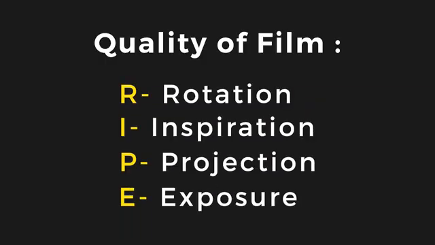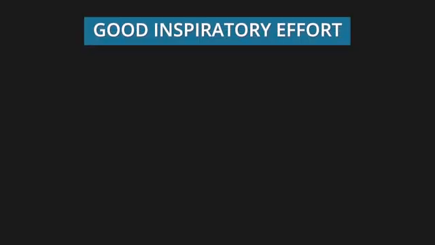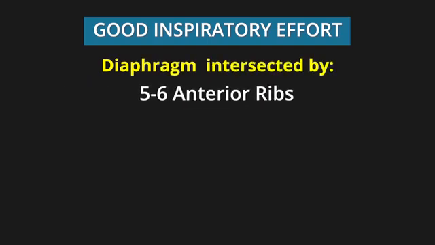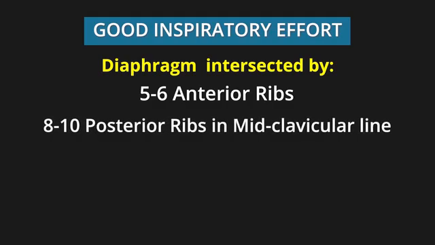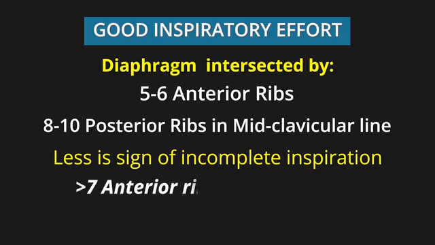Now next in RIPE is inspiration. Ideally, a chest X-ray should be done in the inspiratory phase. If the X-ray is taken during a good inspiratory effort, the diaphragm should be intersected by 5 to 6 anterior ribs or 8 to 10 posterior ribs in the mid-clavicular line. Less is a sign of incomplete inspiration, whereas more than 7 anterior ribs suggests hyperinflation.